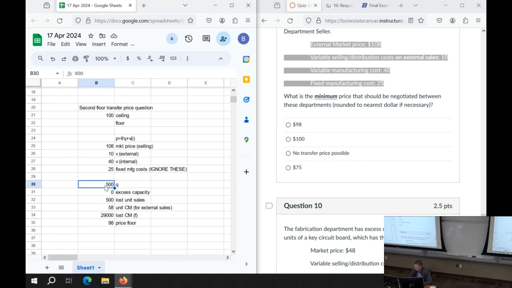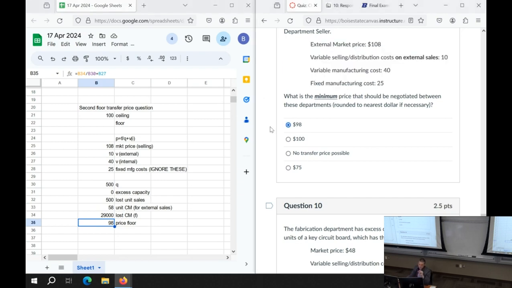Our quantity is 500, and so 29,000 divided by 500, which is this first bit right here, plus our internal variable cost, which is our variable manufacturing cost of 40, gives us 98 as the floor price. So, once again, very, very narrow window we've created here for this transfer price. The floor will be 98, should be $98 there.